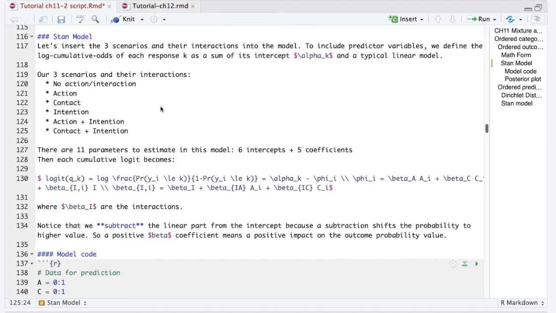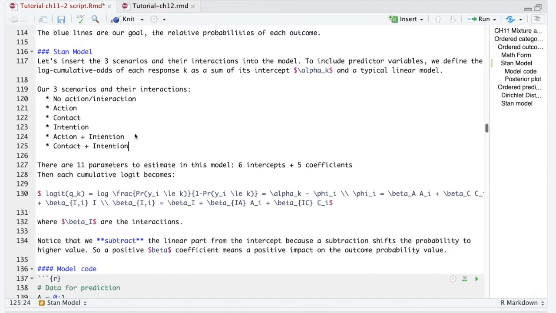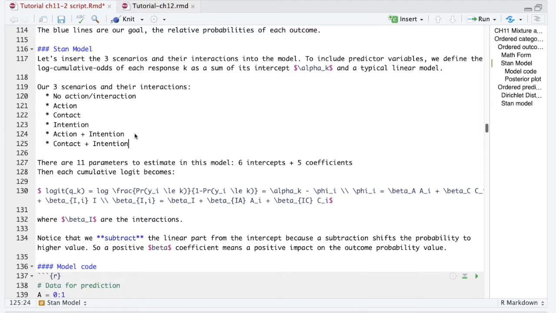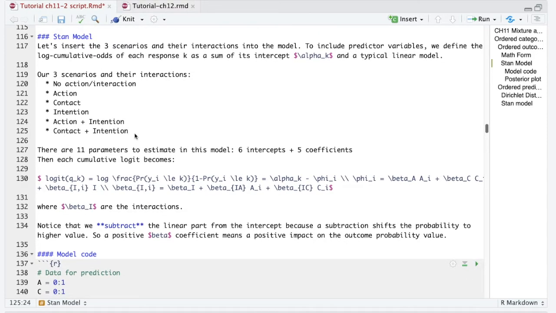As I mentioned before, there are 3 scenarios to consider: action, intention, and contact. And all these 3 factors are binary variables, so we can also investigate their interaction terms. So the author suggests us to look into the interaction of action and intention, this is the first pair, and the second pair, contact and intention. The author didn't include some interaction terms for his reasons. If you are interested in the topic, you can look at the textbook. The author has some explanations there.